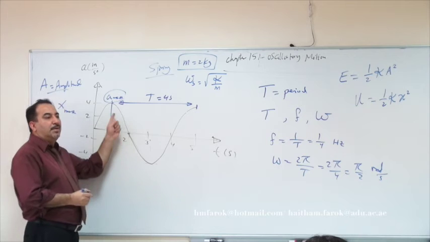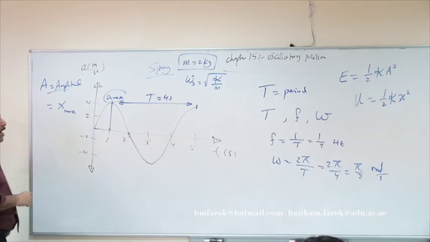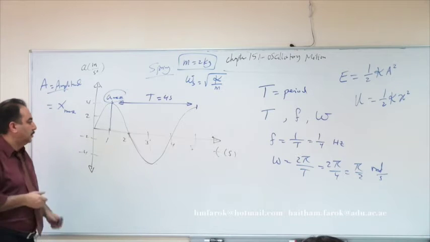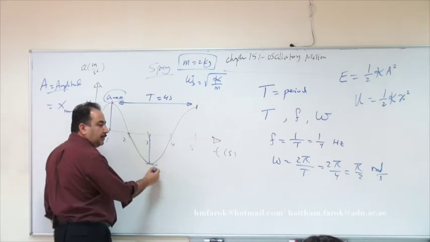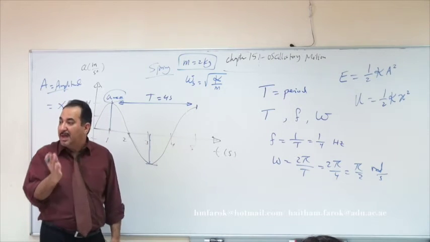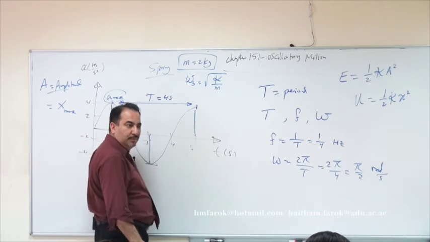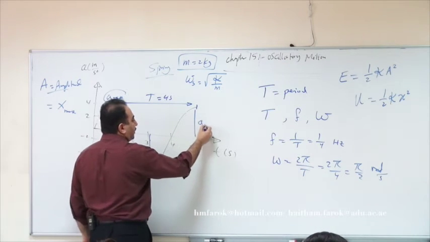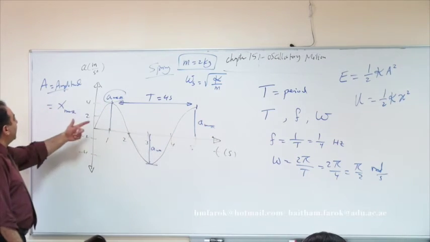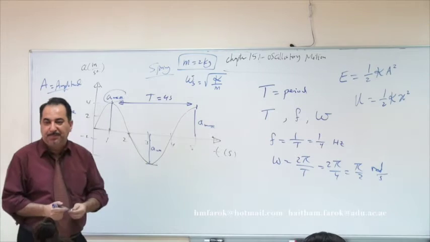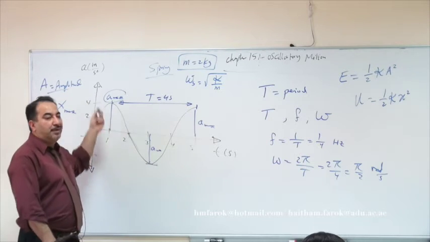At time 1, we have maximum acceleration, yes? What is the other time where we have acceleration max? 5. What about 3? Maximum. Okay, negative, positive, that's for direction, but maximum value. And at 5. So what are these? A max. But did I ask you for A max or X max? So how do you find amplitude if the graph is not for X?